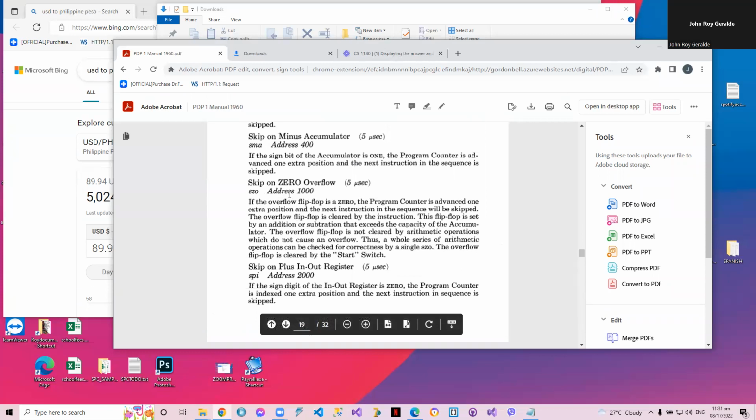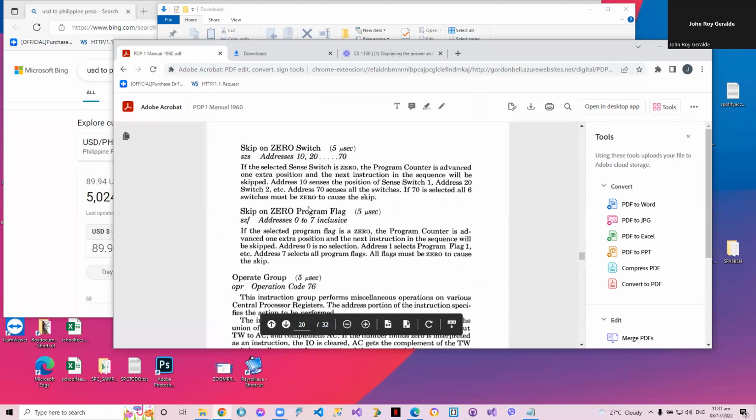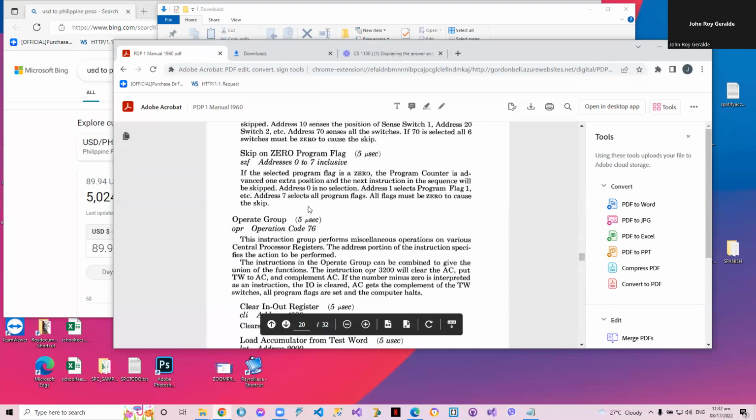Skip on zero overflow, when during a division, there's no overflow after the accumulator. Okay, and many other skips.